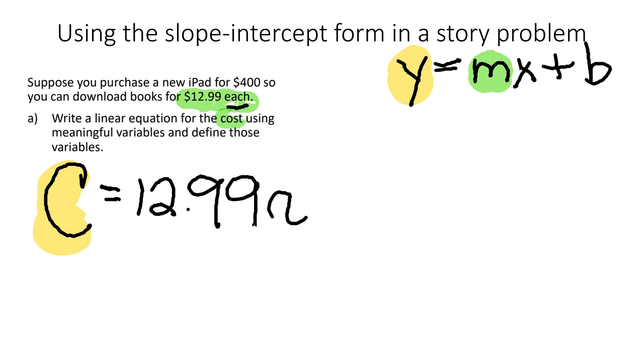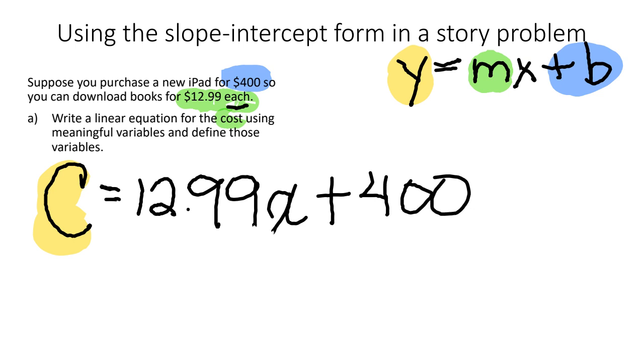But what's the b? The b is the cost of the iPad. Because without the iPad, can you download songs? No, you've got to start with the purchase. This is the iPad. You have to have the iPad to then download songs. No iPad, no downloading songs.